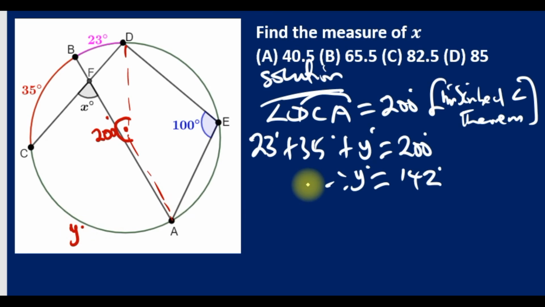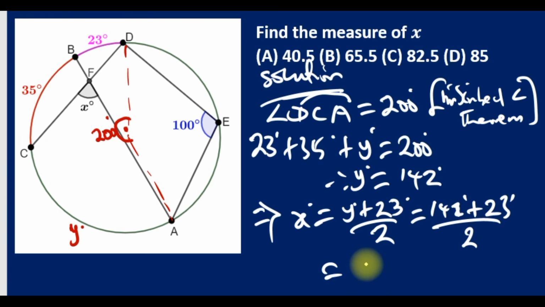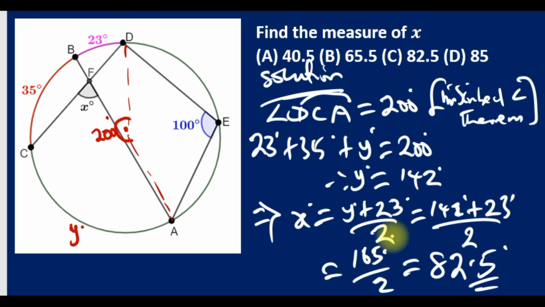So since we've known y, using the angle arc relationship, we see that x degrees is y plus 23 over 2, based on what I've just explained. So we've gotten y as 142 plus 23 over 2. This is 165 over 2. So our answer is 82.5. So our answer is option C.